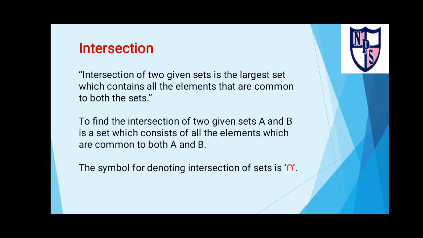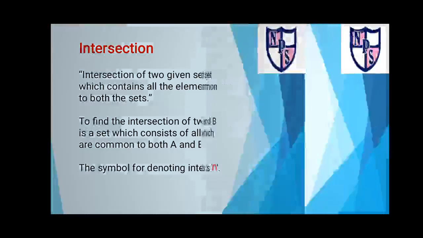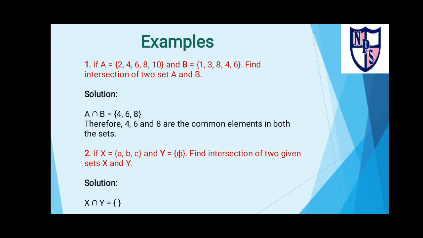The second set operation is intersection. Intersection of two given sets is the largest set which contains all the elements that are common to both the sets. It is clear from the definition that to find the intersection of two sets, we select the common elements of both sets. Here you can see the symbol of intersection. Here are examples of intersection.